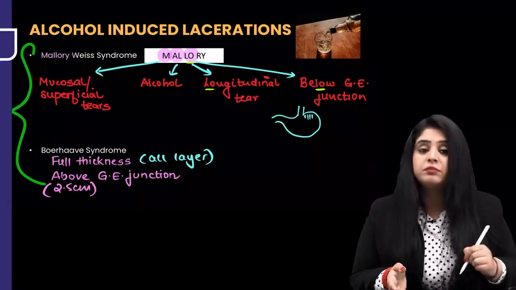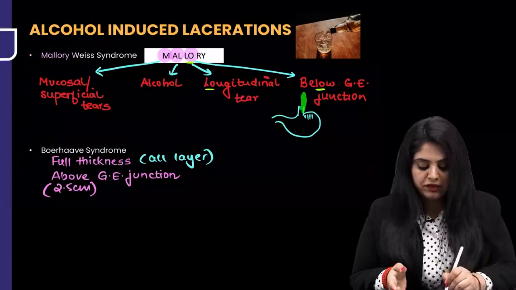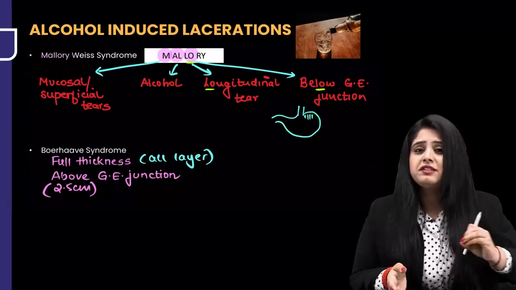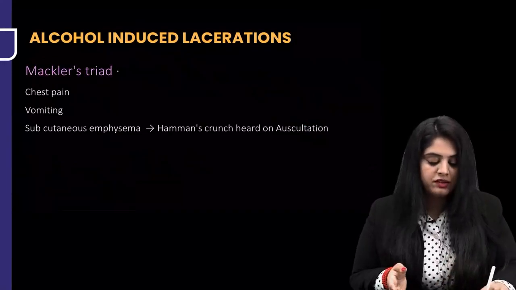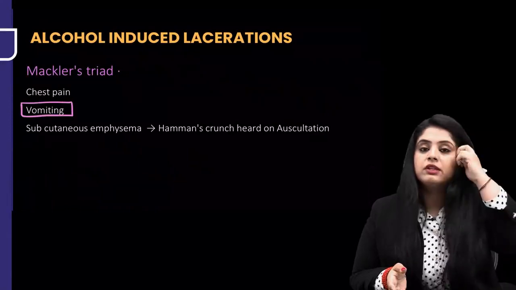So how do these patients present? Imagine someone's esophagus above or below. Esophagus is tearing. There's going to be bleeding, of course. So in medicine, we study something known as the Mackler's triad. There's going to be bleeding and that blood will obviously come out in the vomitus.